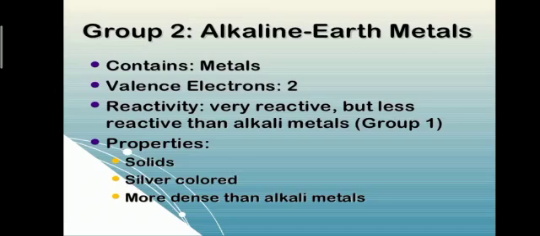So alkaline earth metals contain metals. The valence electrons are 2. Reactivity is like alkali metals. They are very reactive but less reactive than alkali metals.